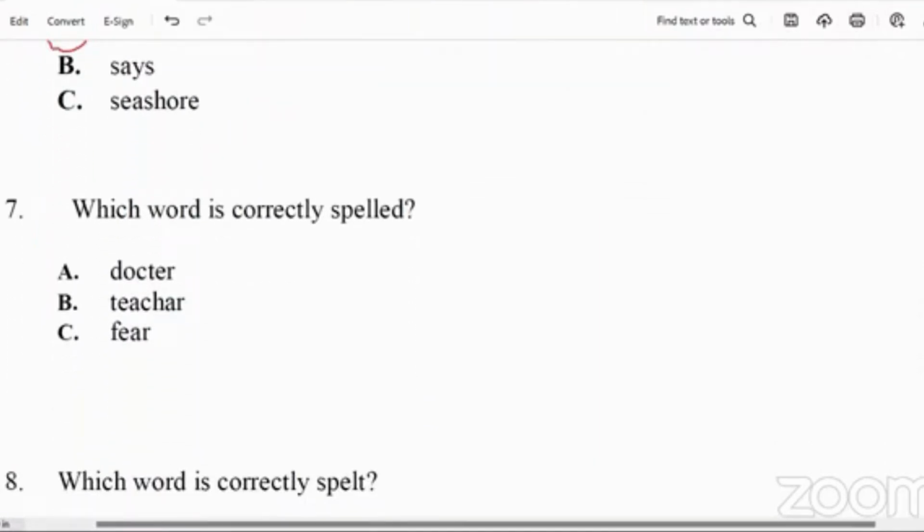Question 7, which word is correctly spelled? Is it A, doctor, B, teacher, C, fair? All right, both A and B are spelled incorrectly. The correct spelling for doctor is D-O-C-T-O-R. The correct spelling for teacher is T-E-A-C-H-E-R. The only word there that's spelled correctly is fair.